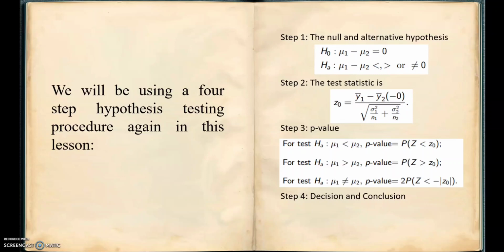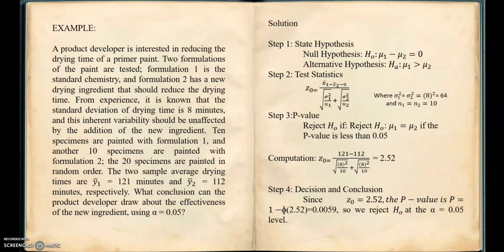For a better understanding of this lesson, we have prepared a sample problem. So here's our example. A product developer is interested in reducing the drying time of a primer paint. Two formulations of the paint are tested. Formulation 1 is the new standard chemistry, and Formulation 2 has a new drying ingredient that should reduce the drying time. From experience, it is known that the standard deviation of the drying time is 8 minutes, and this inherent variability should be unaffected by the addition of the new ingredient.